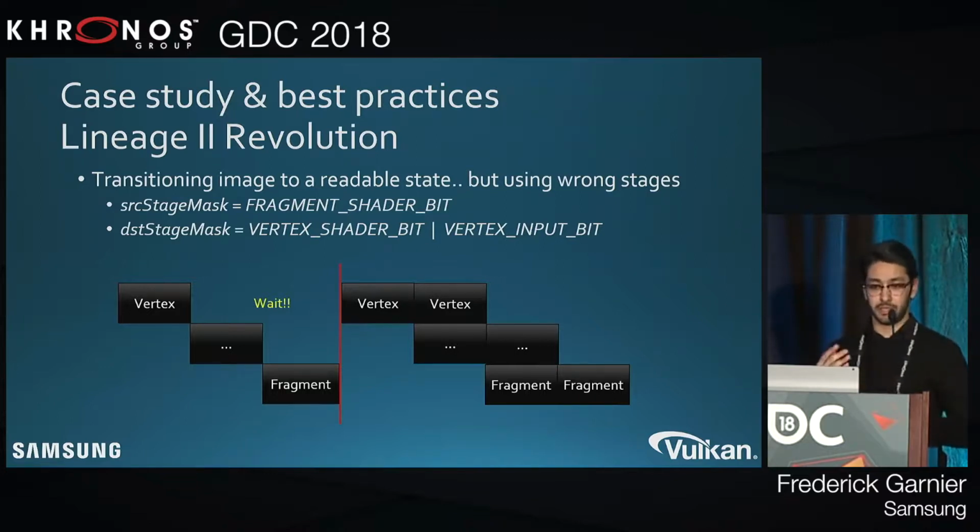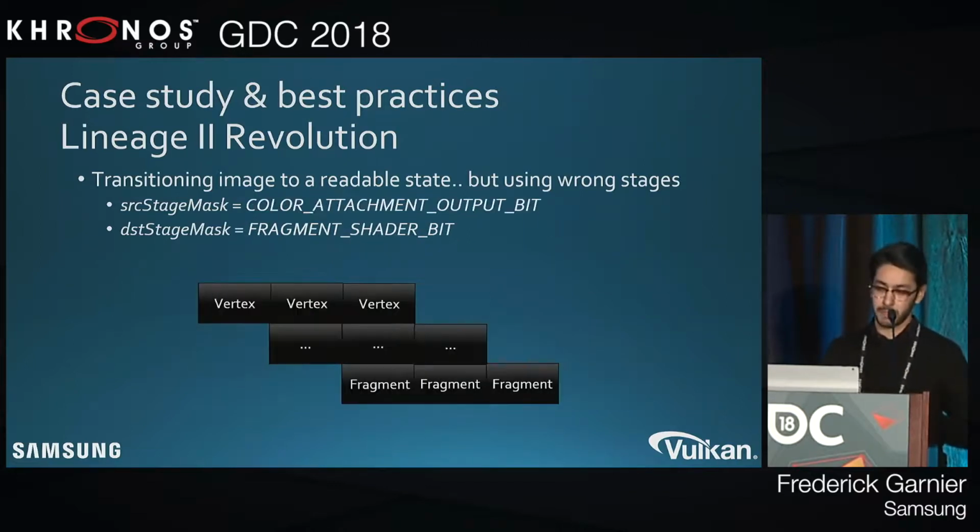And we noticed that they were using wrong stage masks, which basically led to some pretty bad pipeline bubbles, as we could see in some of the tools. So as we fixed that, this gave us a huge boost in performance.